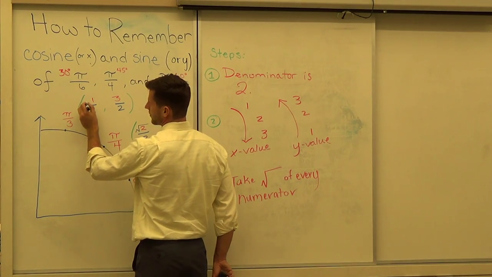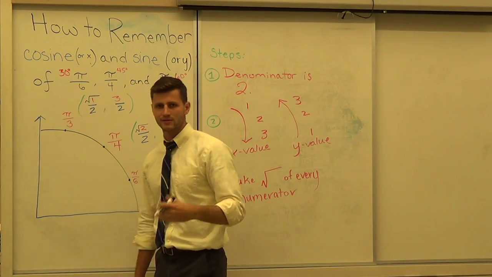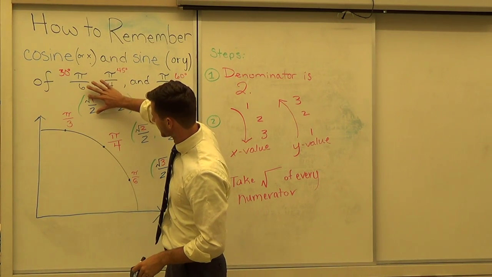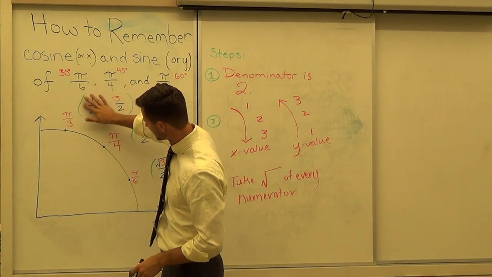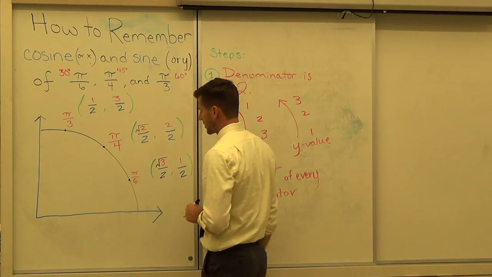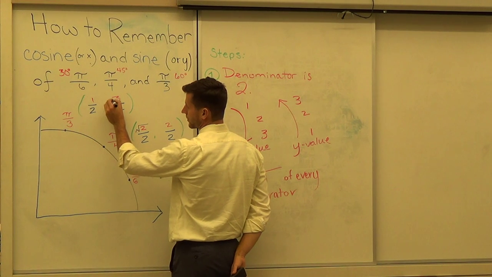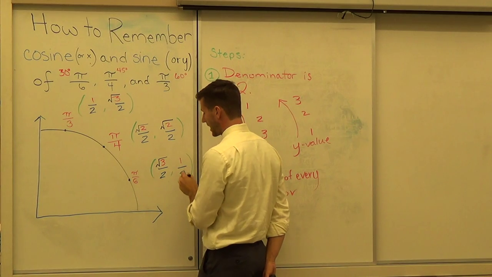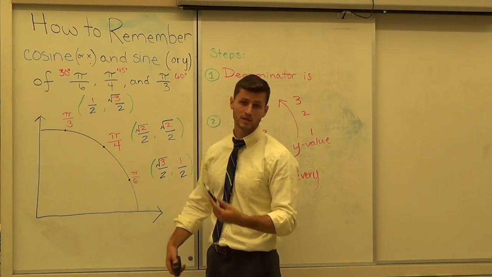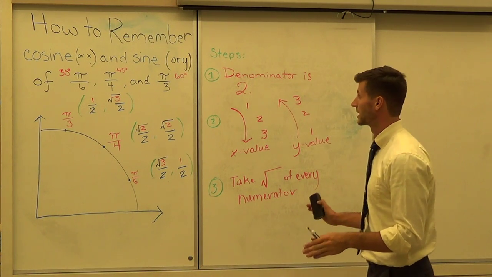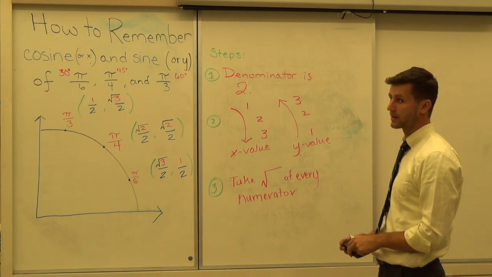Square root of 1, but that's a waste of time to write because the square root of 1 is still 1. So I'm just going to take off the square root for that one, and I'll leave that number as 1 half. Going back the other direction, we have square root of 3, square root of 2, and again, I can write square root of 1, but it's a waste of time because it will be equal to 1 half. So let me get out of the way so that you can finish copying down these notes.